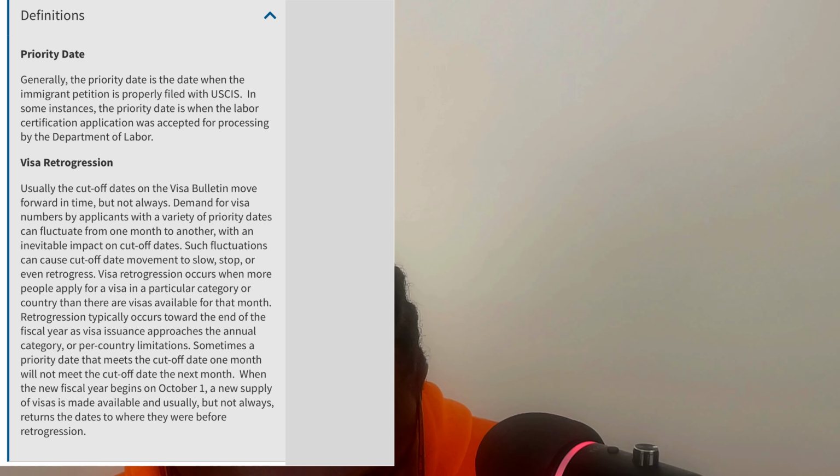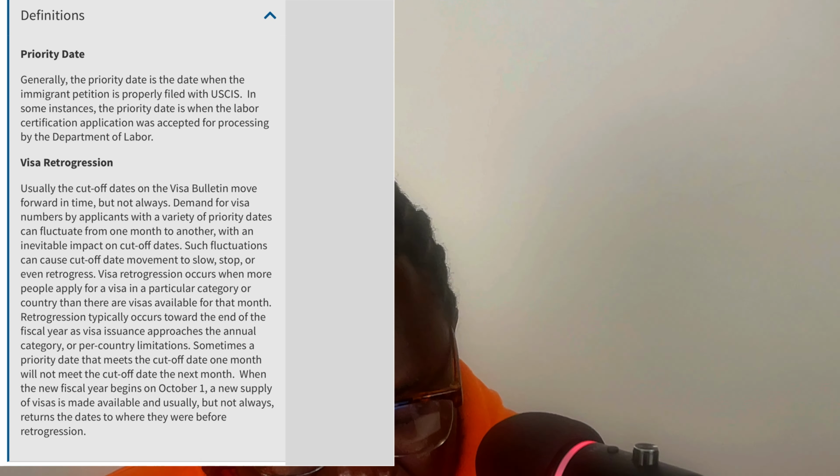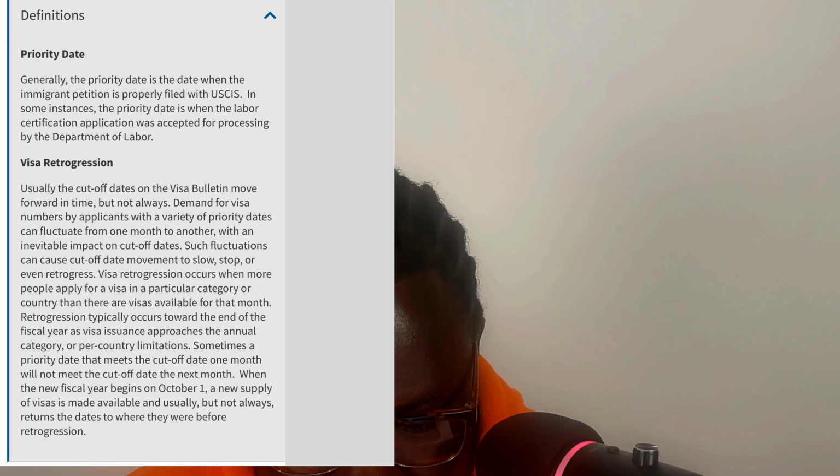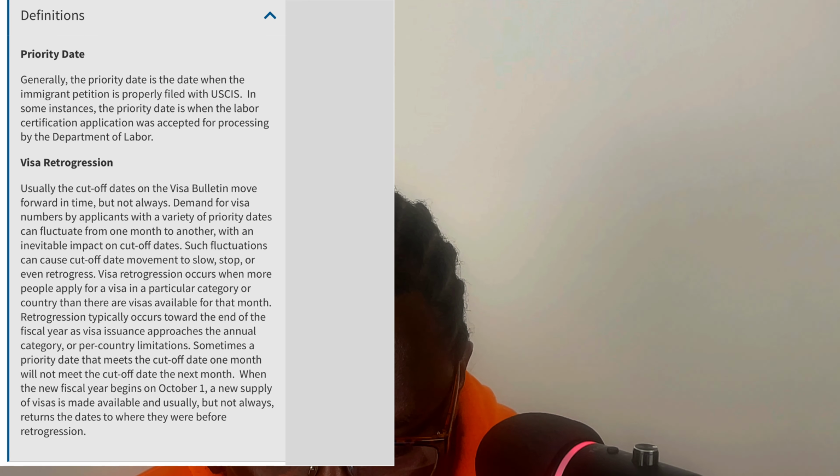What is retrogression? Now, this definition is according to USCIS. So USCIS defines retrogression as when there are too many. So hold on, I'm just going to look for the exact definition for you. They have different definitions. I just want to see the one that is simple and in plain language. So okay, let's see what this one says.